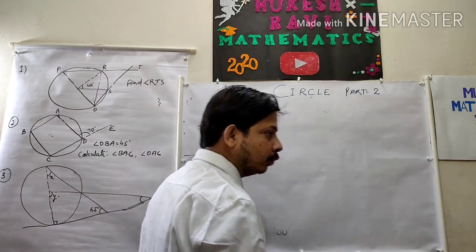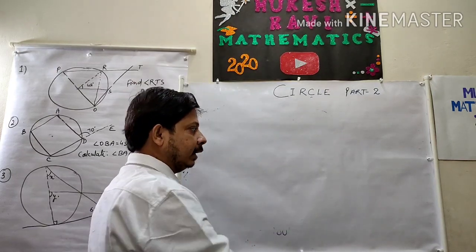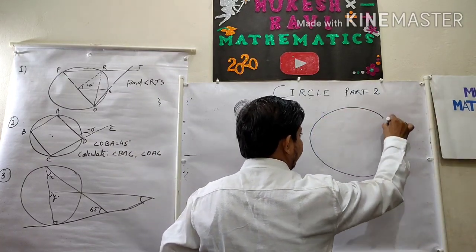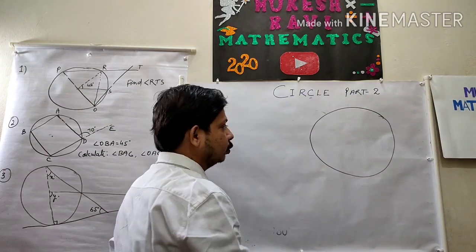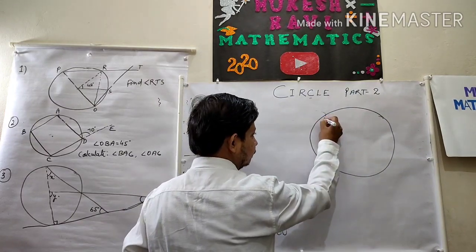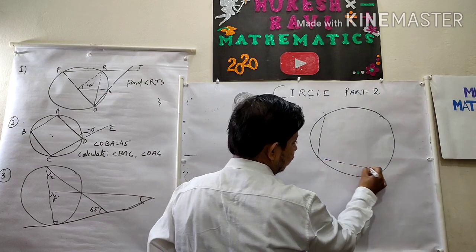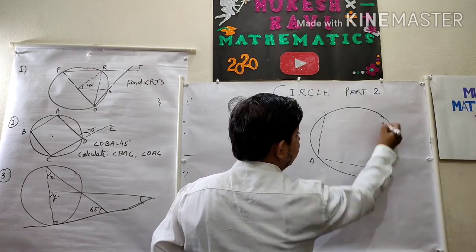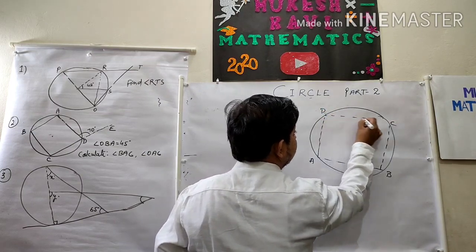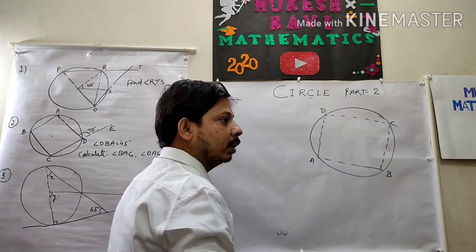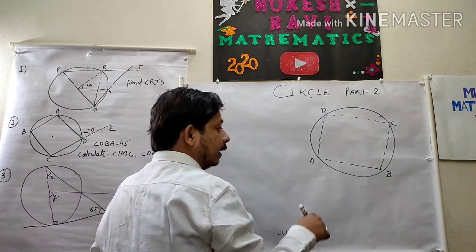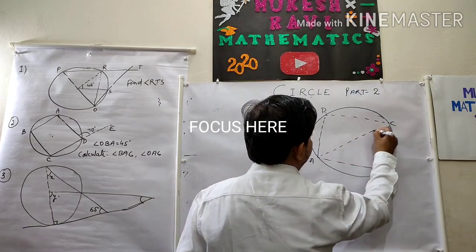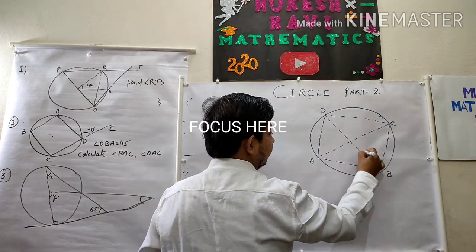Today I am going to prove that the opposite angles in a cyclic quadrilateral are always 180 degrees. How to prove? Now you check here. Suppose these 4 points are joined together, A, B, C, D. I will prove this with the help of the angle in the same segment. Now suppose I join AC and BD.